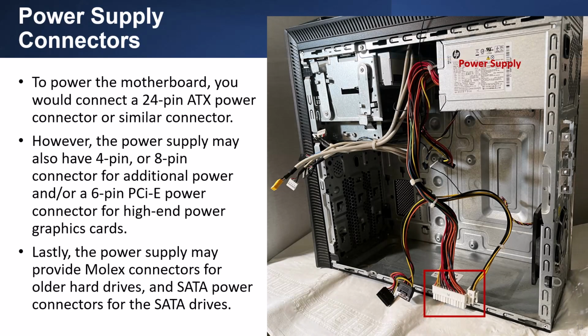To power the motherboard, you can connect a 24-pin ATX power connector or similar connector. However, the power supply may also have a 4-pin or 8-pin connector for additional power and/or a 6-pin PCI Express power connector for high-end graphics cards. Lastly, the power supply may provide Molex connectors for older hard drives and SATA power connectors for the SATA drives.